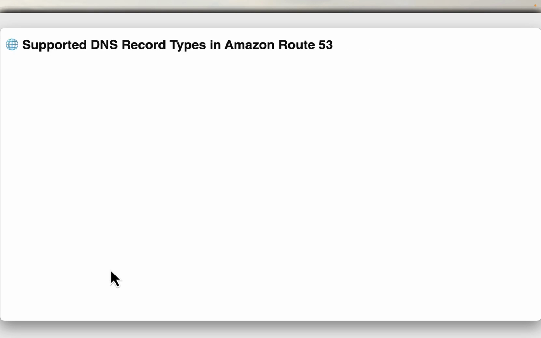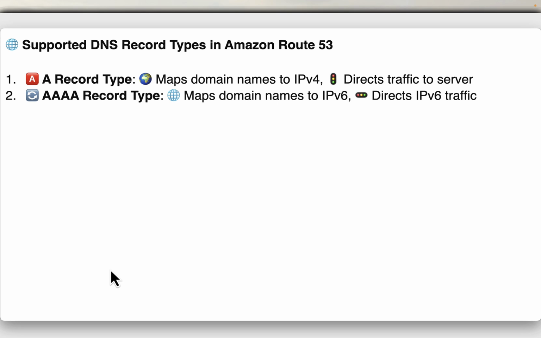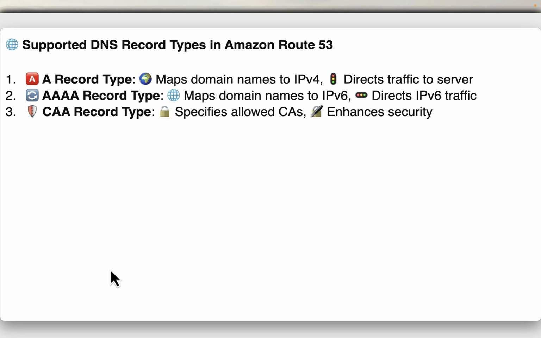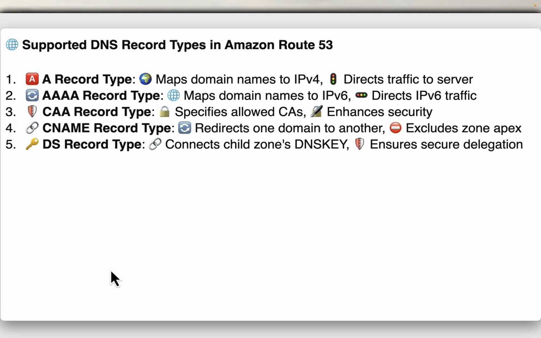Okay, let's see all the supported DNS record types. First is the A record type. This maps domain names to IPv4 addresses, directing traffic to a specific server. AAAA record type is similar to A records but maps domain names to IPv6 addresses for traffic direction. Then we have the CAA record type, which specifies which certificate authorities (CAs) are allowed to issue certificates for a domain, which enhances security. Then we have the CNAME record type, which redirects one domain name to another domain name, excluding the zone apex. Fifth one, DS record type, used in DNSSEC to connect a child zone's DNS key to the parent zone, ensuring secure delegation.